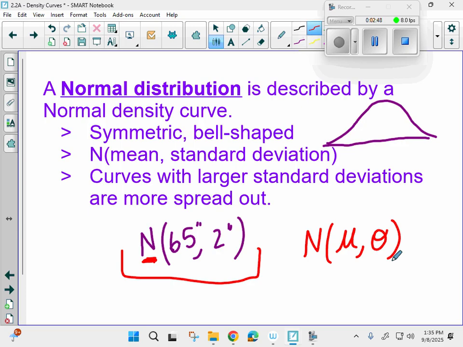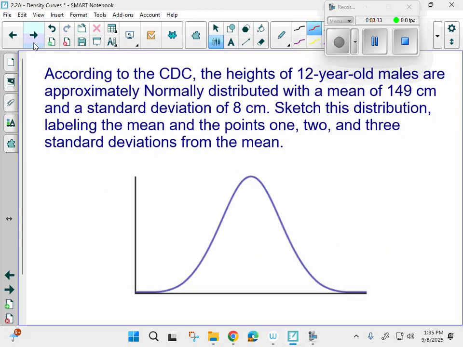Okay, curves with larger standard deviations are more spread out. So you might have a curve that does not go quite as high, or more spread. That just means it has a larger standard deviation. What's really cool about the normal curve is we can figure out the percent of data that falls within 1, 2, and 3 standard deviations.